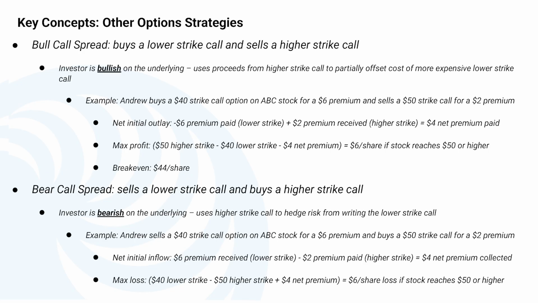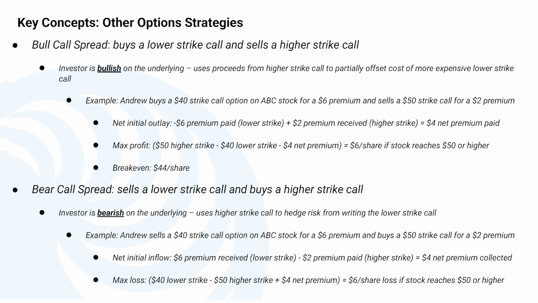So key things to remember about call spreads: they can be bullish or bearish, and that relationship is driven by which strike the investor is long and which option they are short, or have written. For bull call spreads, there is going to be a net outflow on day one, a net premium paid. Their max profit occurs as the stock appreciates above the lower strike up into the strike of the higher strike call that they've written.